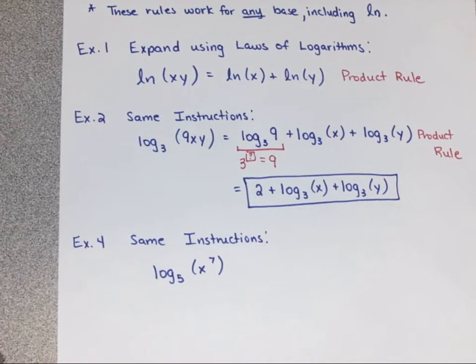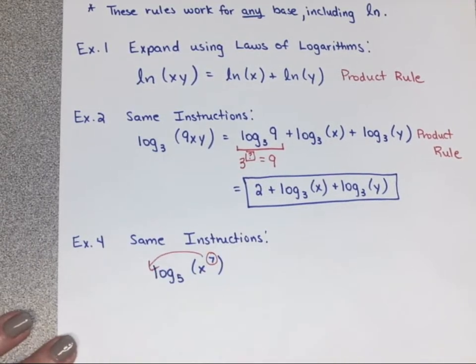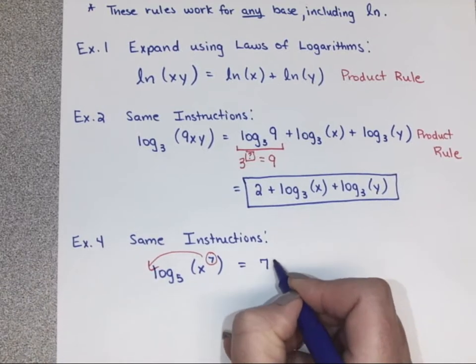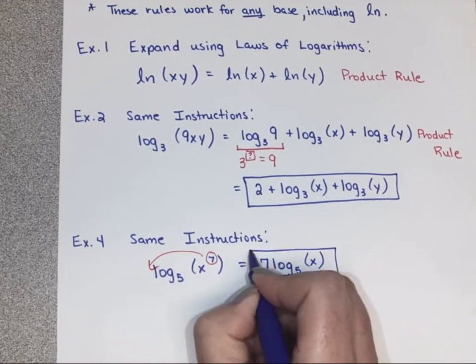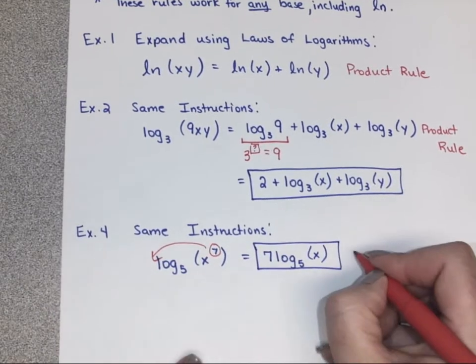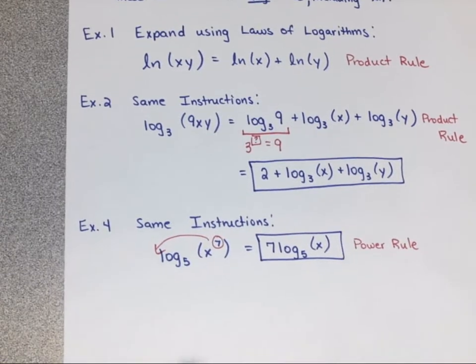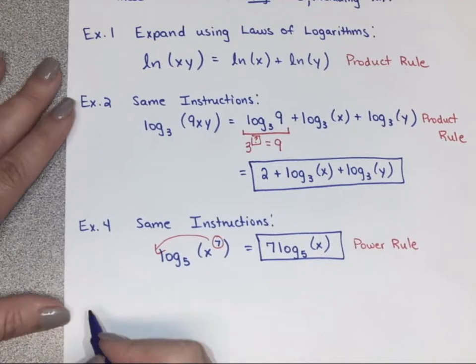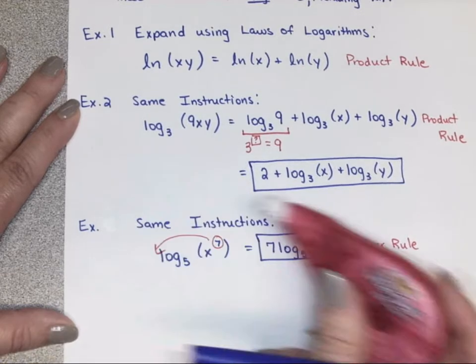So which of the 3 rules does it look like we would use here? Power rule, right? And what does power rule tell us we're allowed to do with the power? Move it to the front. Okay, so this is essentially the same as 7 times the log base 5 of x. So all we're doing really here is just practicing the 3 rules. We're not really solving quite yet. We've got to learn the rules first. And I don't know why I went from 2 to 4 there, but that's example 3.